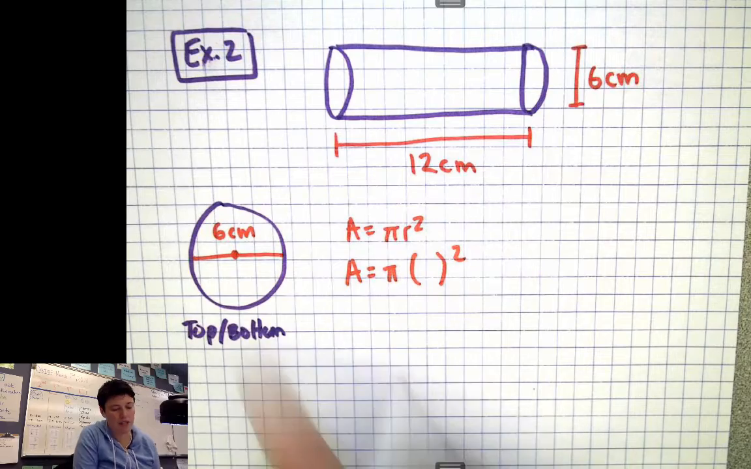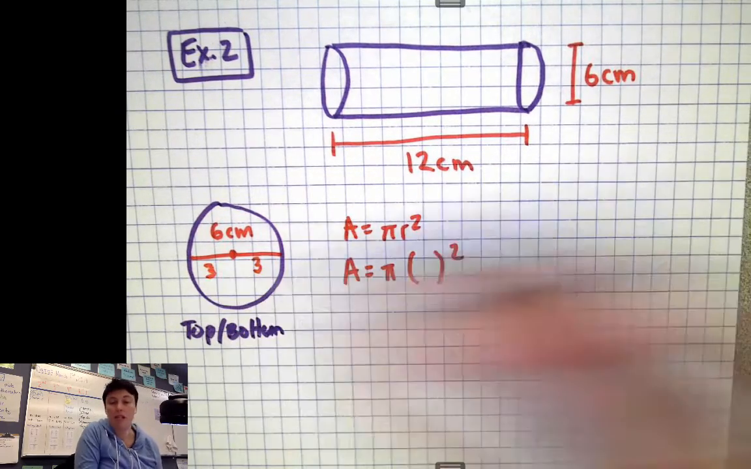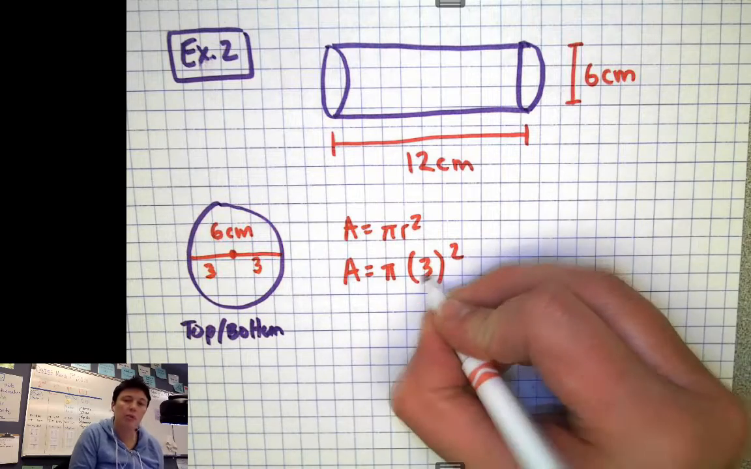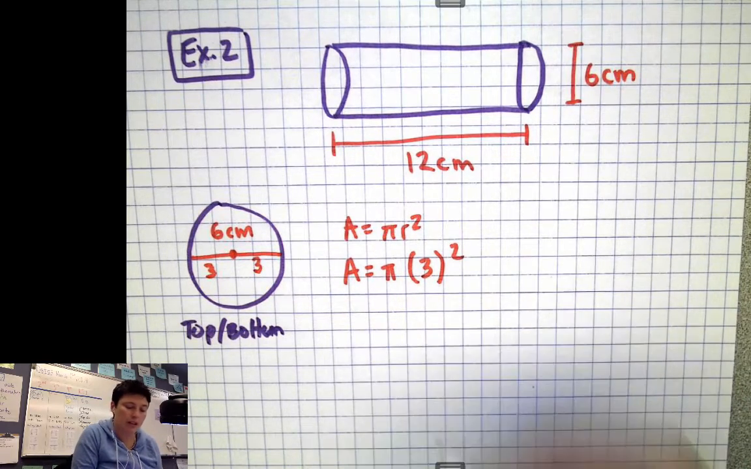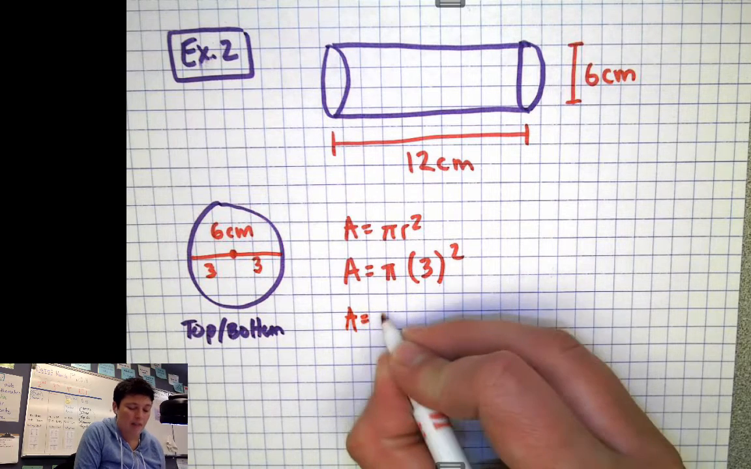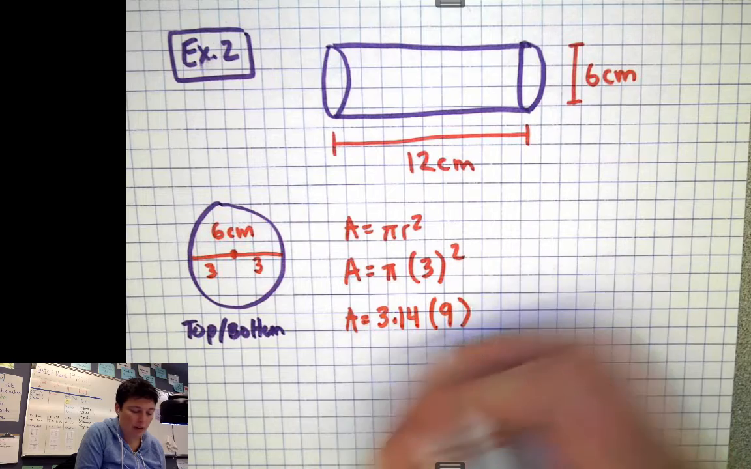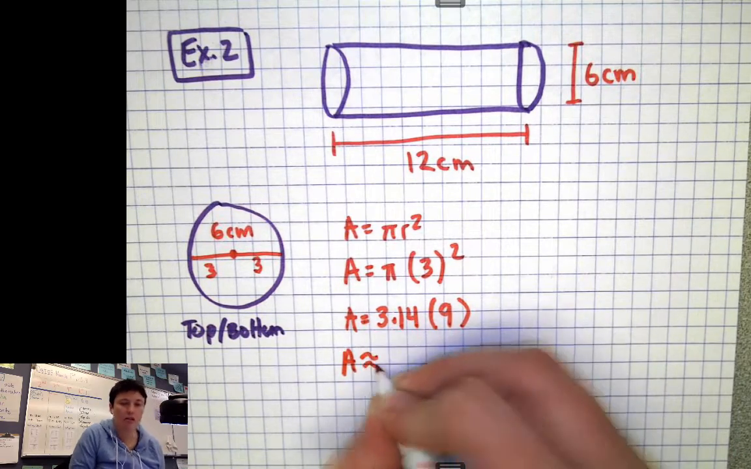Well, what's r? If this is 6, the r must be 3. 3 plus 3 makes 6. So we're going to do 3 squared. And 3 squared is 3 times 3, and that's 9. So our area is going to be pi, which is 3.14, times 9. And whatever that is, gives us our circle.